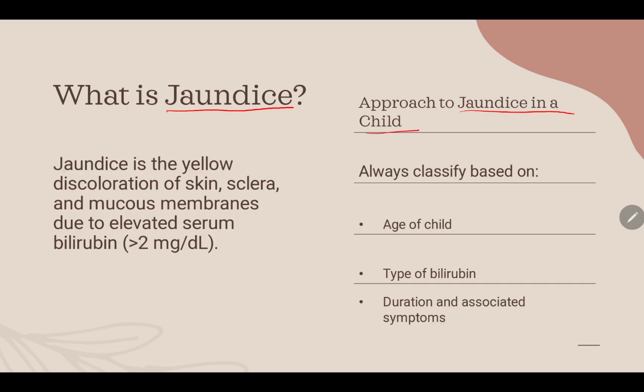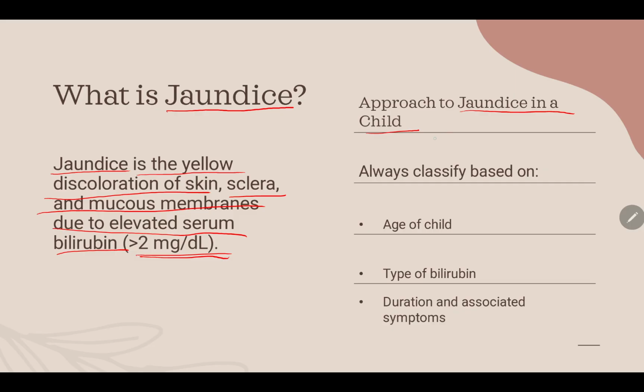So what is jaundice? What do you think? What is jaundice? Okay, so we'll start now. Jaundice is the yellow discoloration of skin, sclera, and mucous membranes due to elevated serum bilirubin level that is more than 2 milligram per deciliter. So TSB should be more than 2 milligram per deciliter.